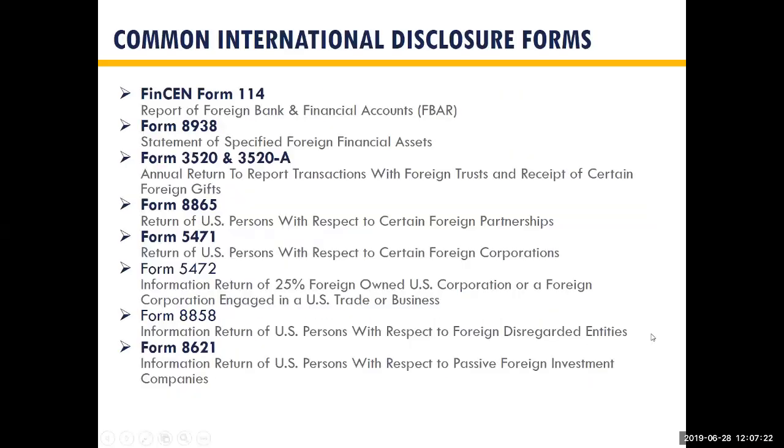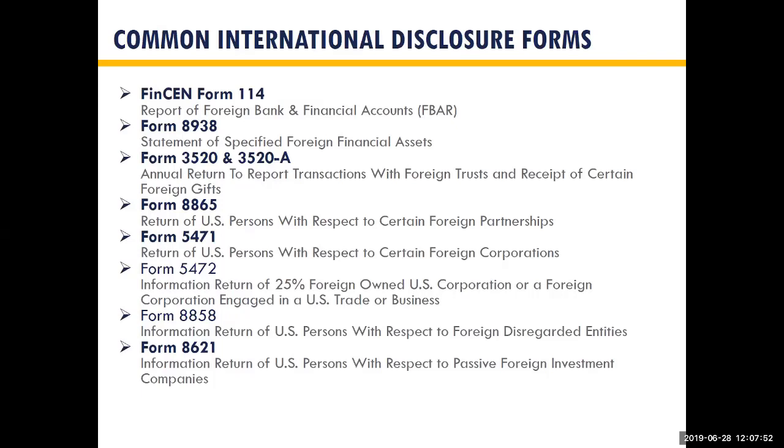All right, so next slide. These are the common international informational disclosure forms that are out there. A list of them. As you can see from this slide, there are some of the many U.S. international information reporting forms which U.S. persons are required to file for the U.S. government.